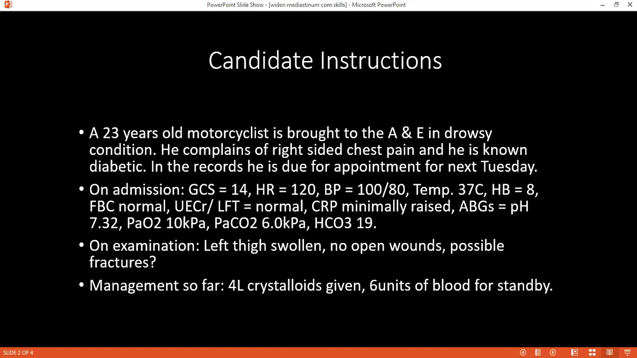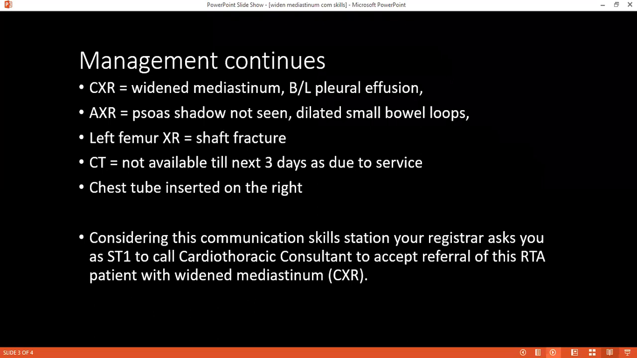Also on examination we noticed that he has swelling in the left thigh. We started IV fluid resuscitation, and also we did cross-matching of blood with 6 units, but not transfused yet. Also, when we did the left femur X-ray, it showed a fracture in the femur. We didn't do a CT scan as it's not available until 3 days later.